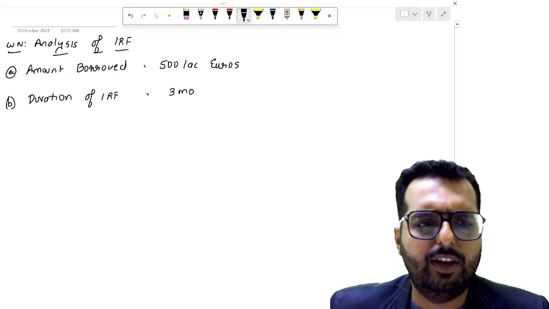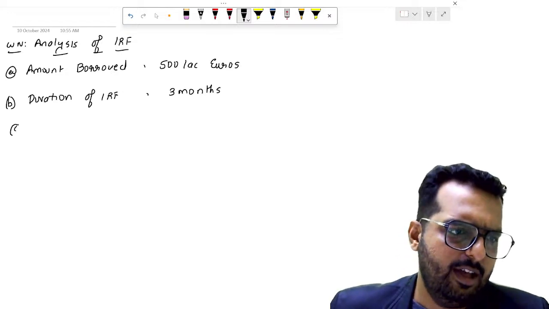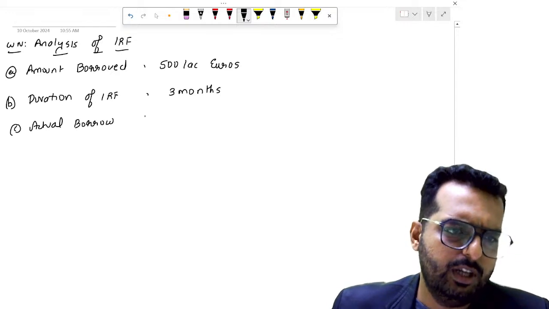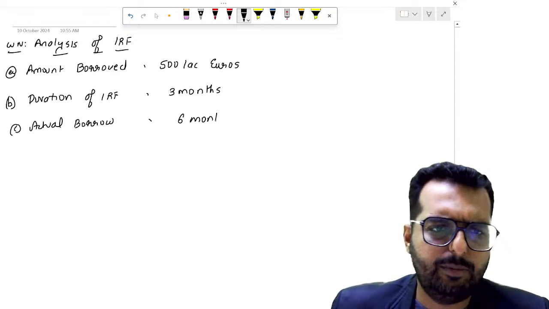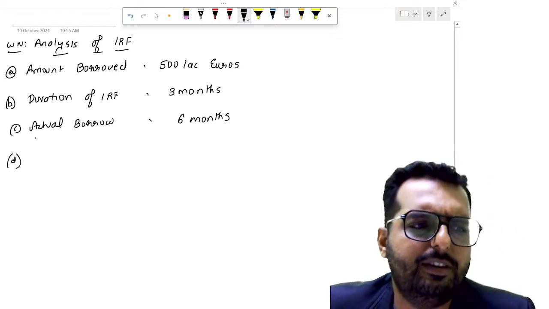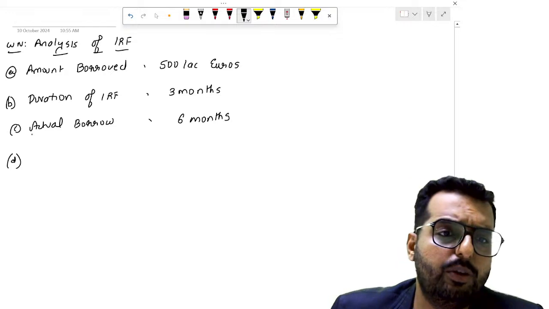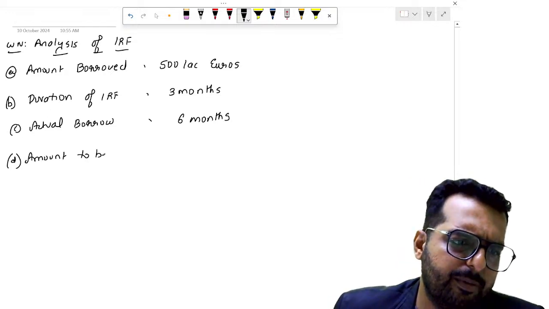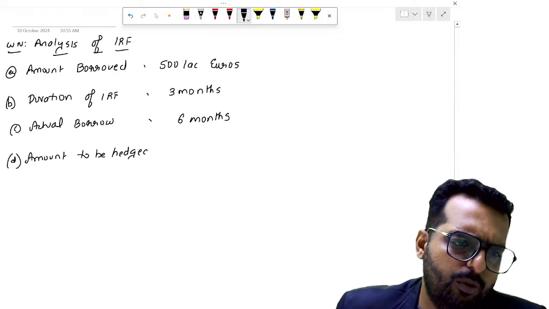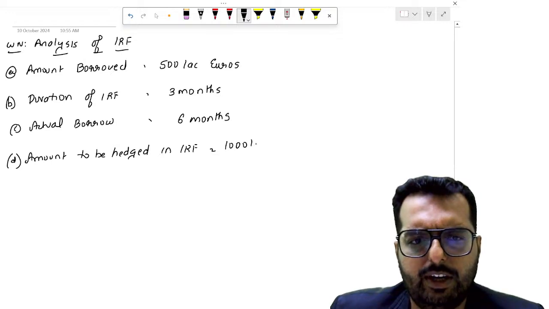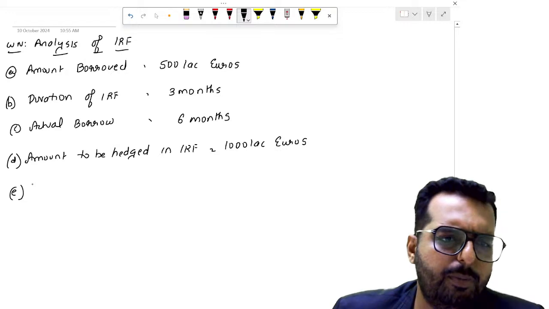IRF duration is only available for 3 months, whereas my actual borrow duration is for how many months? It is coming for 6 months. Therefore, if 6 months is the actual borrow duration and IRF is going to be 3 months, the amount to be hedged in IRF will turn out to be how much, friends? It will turn out to be 1000 lakh euros. Everybody clear with this part?